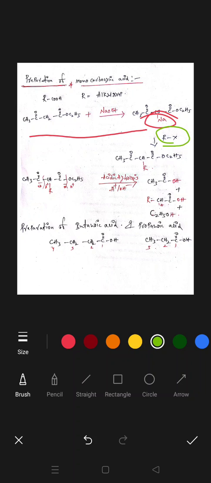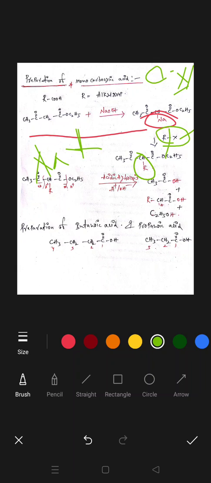After that the RX. RX means any one of the alkyl halides. So here the R has the positive charge and the X has the negative charge. Here also, between the carbon and sodium, the carbon has the negative charge and sodium the positive charge. We can break the bond between the carbon and sodium. So the carbon reacts with the alkyl group to form NaX as a byproduct. The R is substituted onto the active methylene carbon.